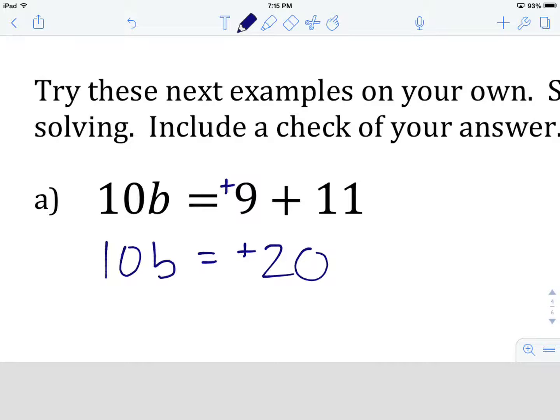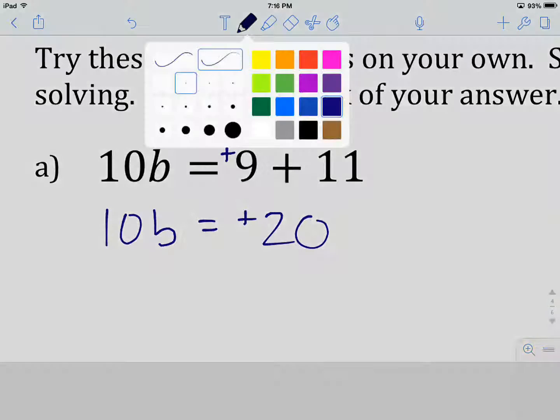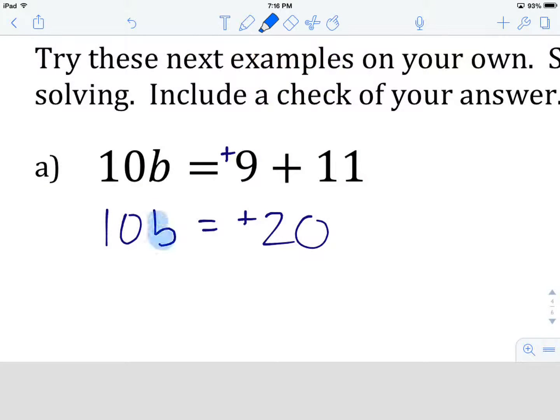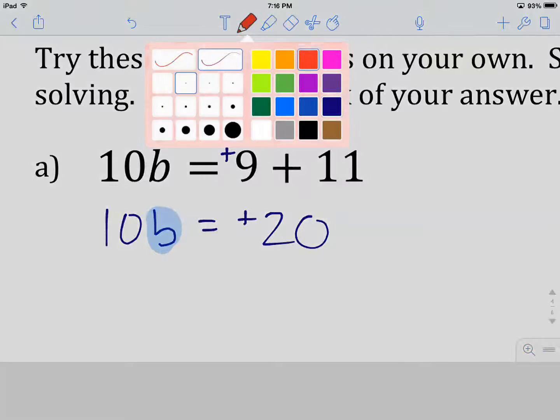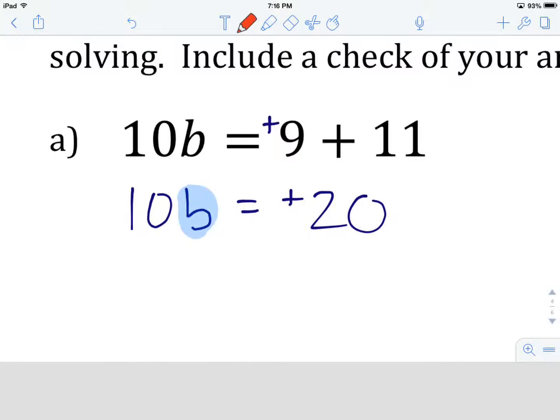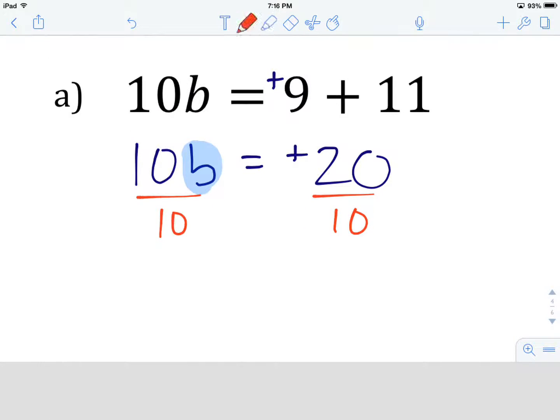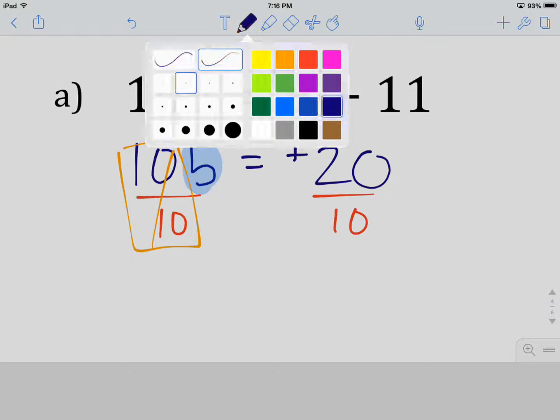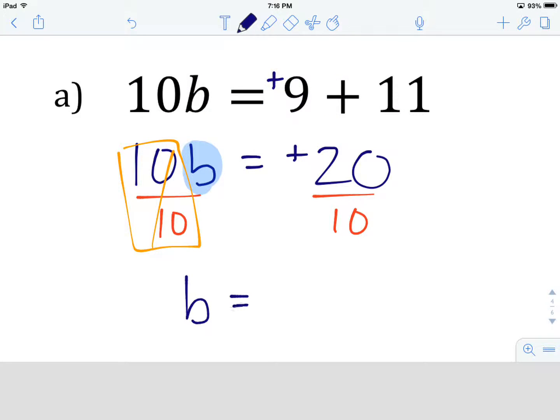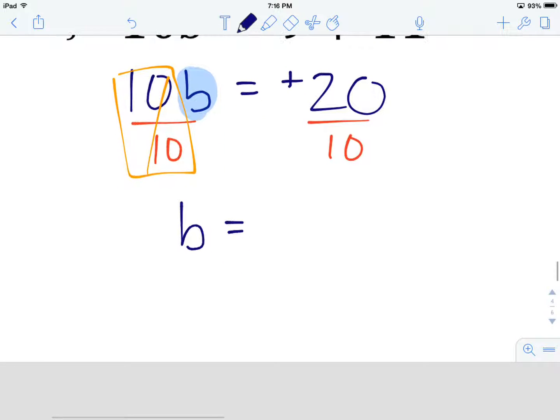So let's have a look at our variable, which is right here, b. And what's happening to b? It's being multiplied by 10. So how do we undo that? The opposite of multiply by 10 is to divide by 10. We need to do that to both sides of our equation. So these two operations, multiply by 10, divide by 10, they have undone each other. That means we've got b on the left side of our equation, and 20 divided by 10 is going to leave us 2.